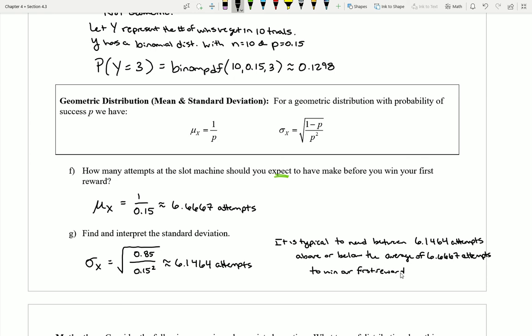So again, calculating means and standard deviations should be very, very simple. I have to make sure, though, that I'm using the appropriate formulas based on the appropriate distribution. So since here I'm working again with the idea of how long I have to do something to get my first reward, that's definitely geometric, and so I'm using these geometric formulas.